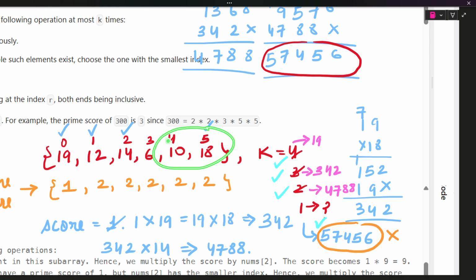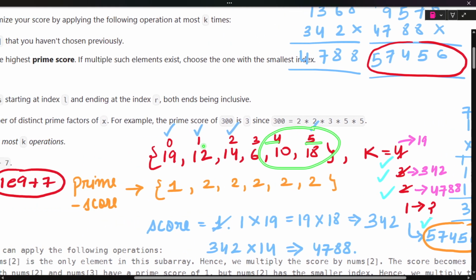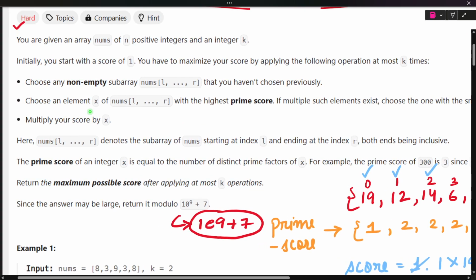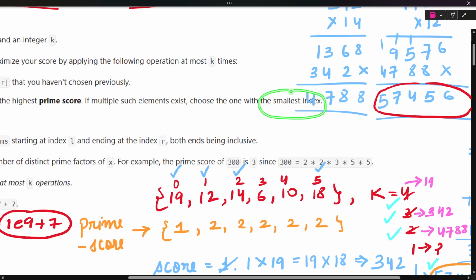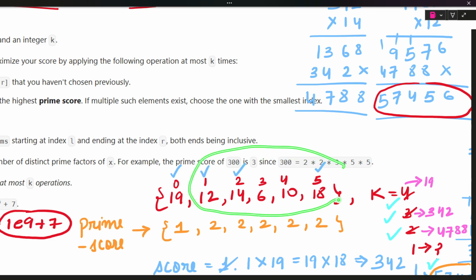Okay. But why not 18? Because of the index. See here. With the highest prime score, if multiple such elements exist, choose the one with the smallest index. In this case, the index of 15 is greater. So we can't choose 18 here. Can we choose it here? No. Can we choose it here? No. Can we choose it here? No. So 18 was also the right step.